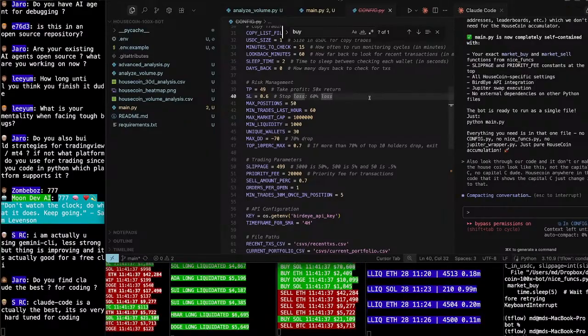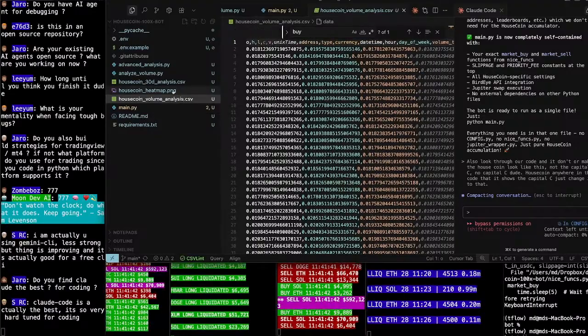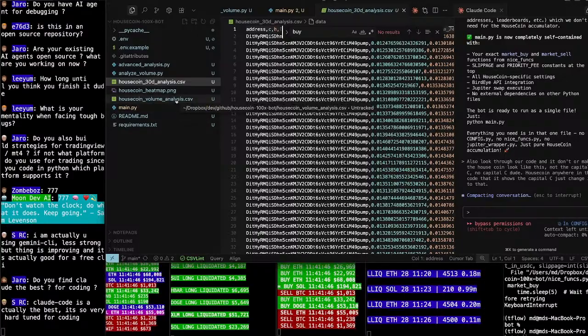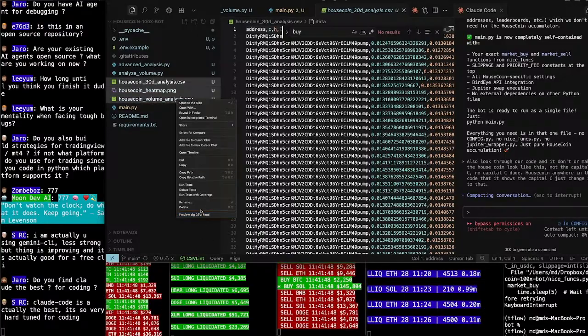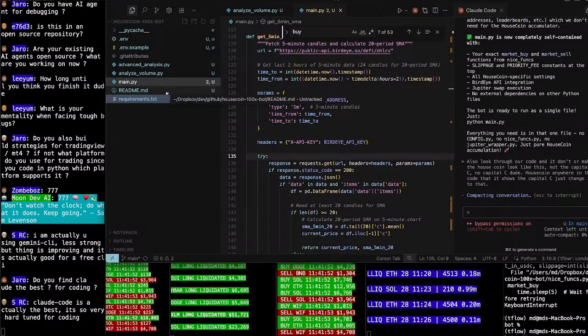So let's look through some of this. What is this heat map stuff? Housecoin volume analysis, heat map, Housecoin 30-day analysis. We're gonna delete all this. I wanted this to be super clean. Main.py, readme.